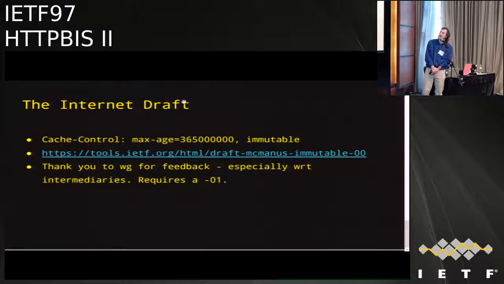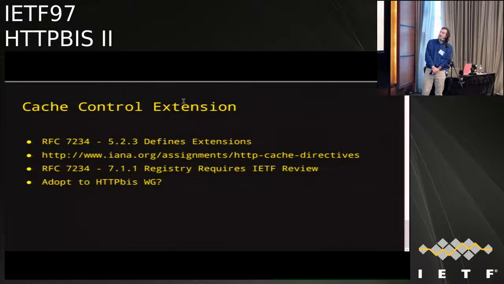Next slide. All right, so RFC 7234 defines cache control extensions and a registry for them, but that requires IETF review, which means we pretty much need to turn this little thing into a document in order to get it into the registry. Is this something that we're interested in working on, is basically my question.